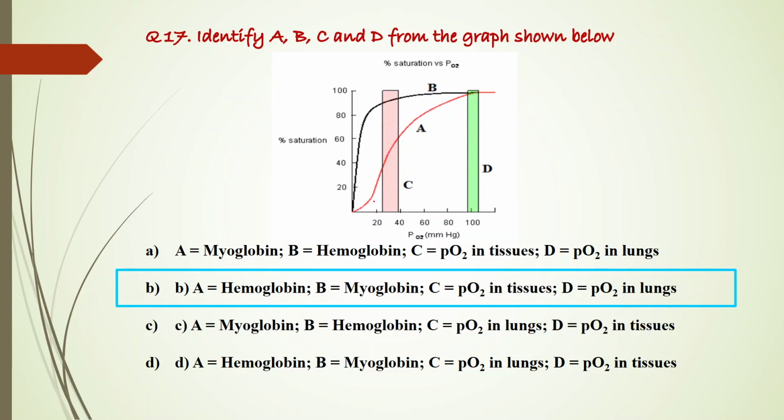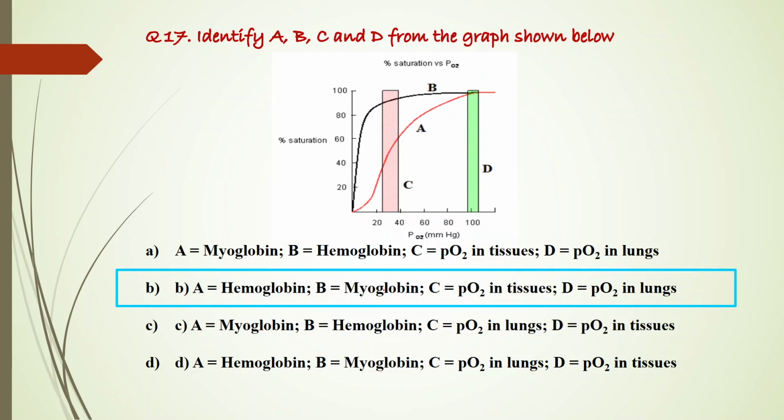Just look at the nature of the curve. The nature of this red line is sigmoidal. That means the only one that shows a sigmoidal fashion of saturation is hemoglobin. In the case of myoglobin, it is hyperbolic. We all know that in the case of myoglobin, as there is no cooperative effect, it shows a hyperbolic curve of saturation.